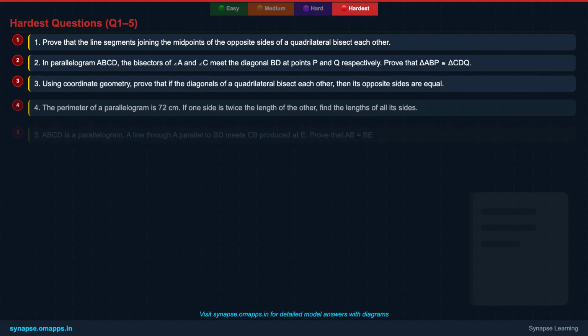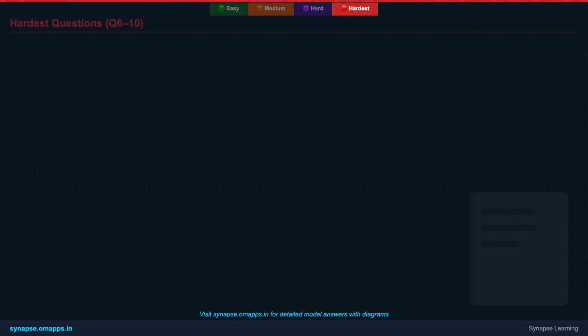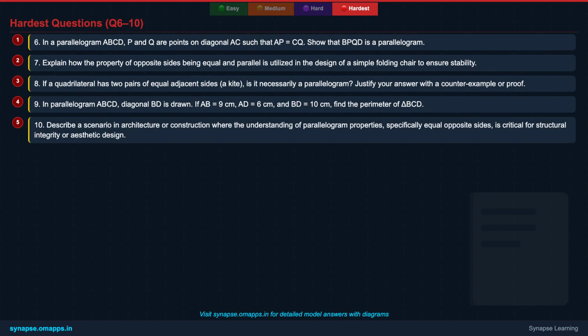Now, for the ultimate challenge. These first 5 questions will truly test your mastery. You'll need to combine various theorems, apply coordinate geometry, or construct intricate proofs. Can you prove relationships between midpoints or show congruence in complex scenarios? Some questions require a deep understanding of how all parallelogram properties intertwine. Take your time to analyze each problem, draw accurate diagrams, and formulate your logical steps. Good luck! Here are the final 5 questions to push your limits.